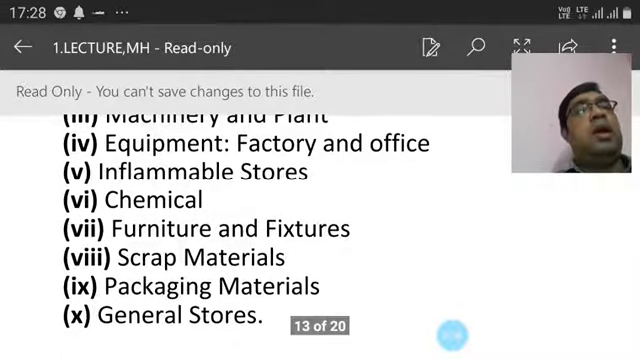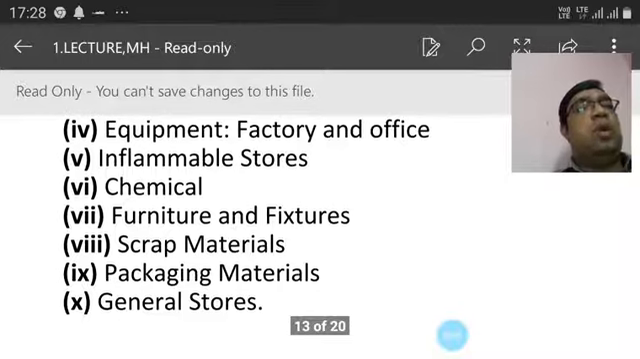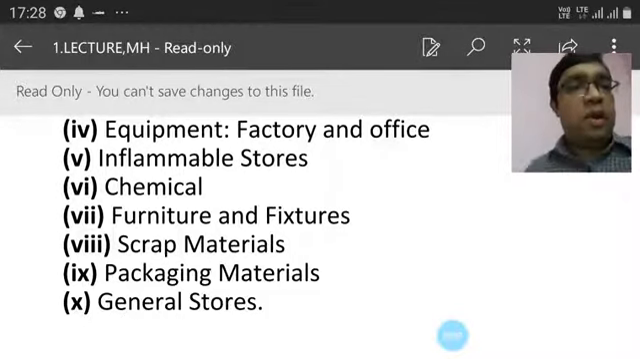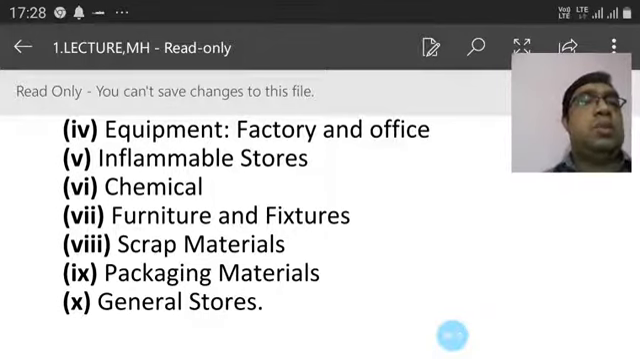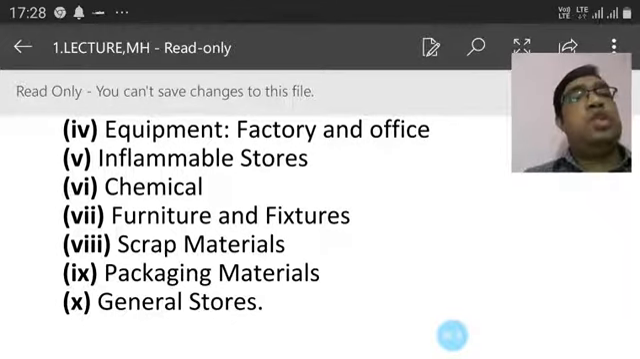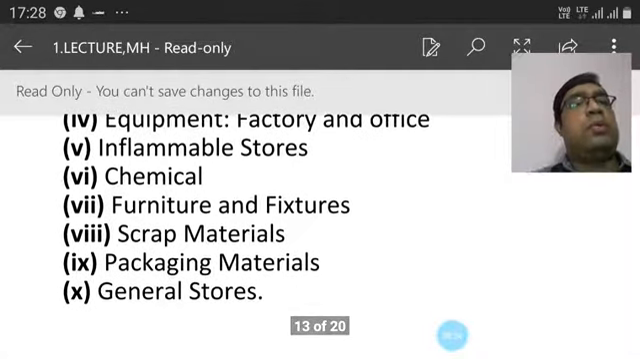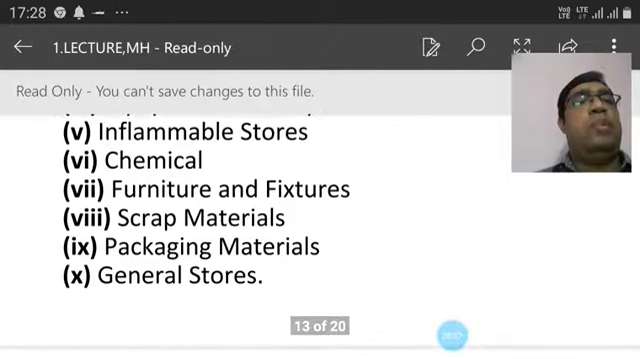And the equipment in the factory and office, each and every place, like your factory as well as your office, the equipment transfer needs more attention. And inflammable storage, we can see different types of inflammable storage. And the chemicals, suppose you have to transfer your chemicals, then extra carefulness will be required, because chemicals can be dangerous, and there are also explosive chemicals, and a few times we have to break a chemical bottle or packet, then this will create a dangerous situation.